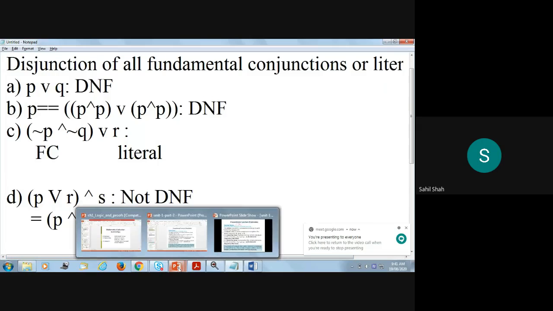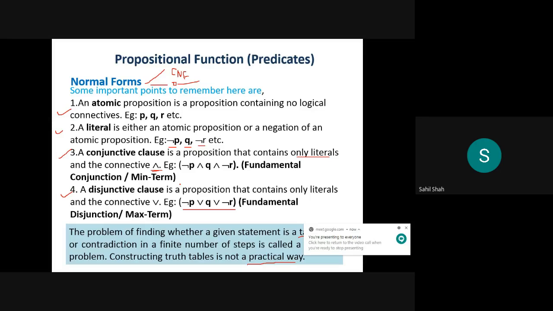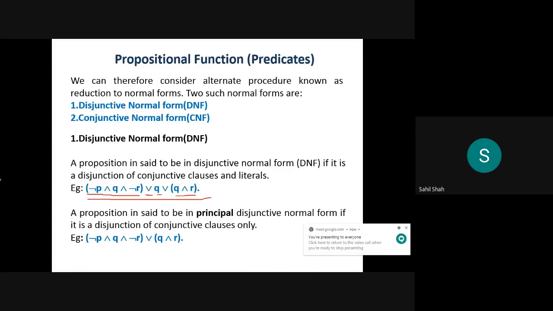Now I will move on toward the slide as well. Okay. If you look directly at the slide, nothing will be clear that I am quite aware of. That is the reason why I am taking with the help of note. Okay. So now observe the definition of disjunctive normal form. A proposition is said to be in a disjunctive normal form if it is a disjunction of conjunctive clauses, that is our fundamental conjunction and literals. So we are observing that this is the example: negation P, conjunction Q, conjunction negation R, whole bracket, disjunction Q, disjunction Q, conjunction R. You may have multiple disjunctions present in between in a disjunctive normal form.